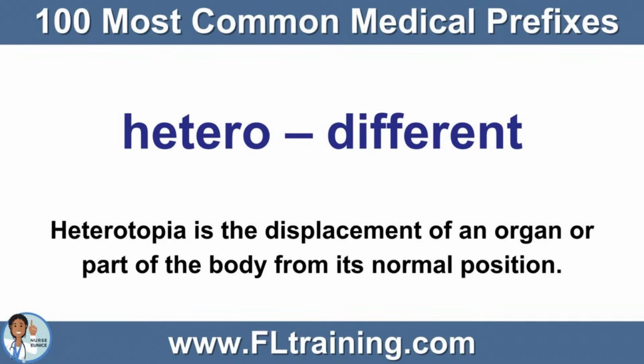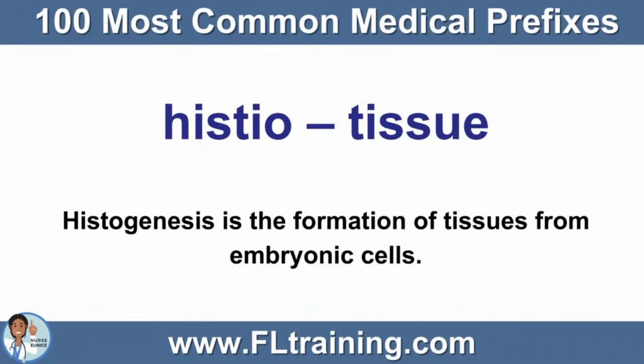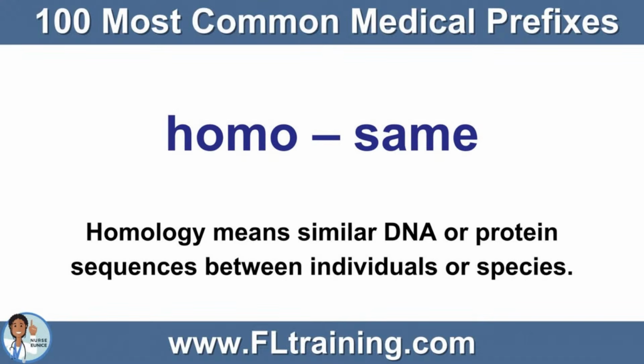Hetero refers to different. So heterotopia is the displacement of an organ or a part of the body from its normal position. So some people are born with their organs not in the proper position, and that term would be heterotopia. Histio refers to tissue. So histogenesis is the formation of tissues from embryonic cells. Homo means the same. Homology means similar DNA or protein sequences between individuals or species.